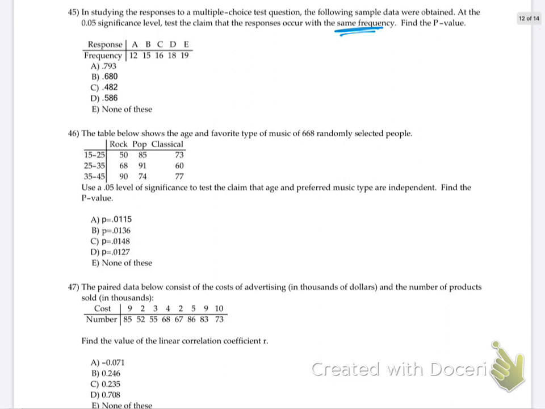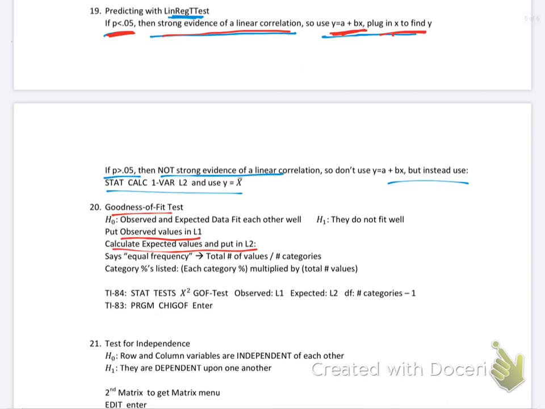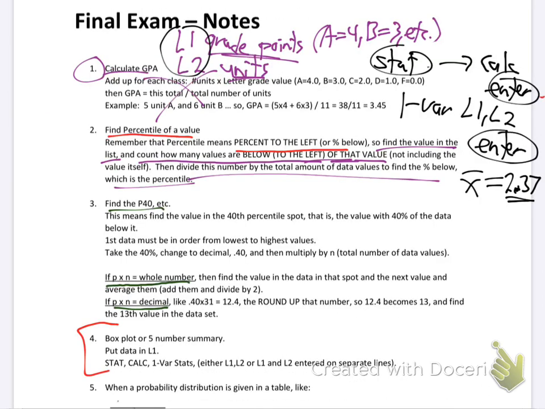So this is another goodness of fit, isn't it? We're saying, how well do those numbers fit with all being the same? How close are they to all being the same? If you go back to goodness of fit on the final exam notes, it says for equal frequency, take the total number of values and divide it by the number of categories. That'll be your L2. Let's go back and do that.